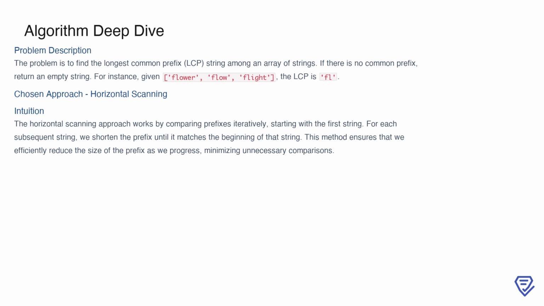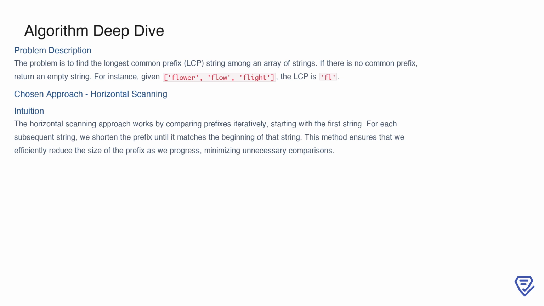The problem at hand is to determine the longest common prefix among an array of strings. If there is no common prefix, we return an empty string. For example, in the array flower, flow, flight, the longest common prefix is "fl". To solve this, we use an approach called horizontal scanning.